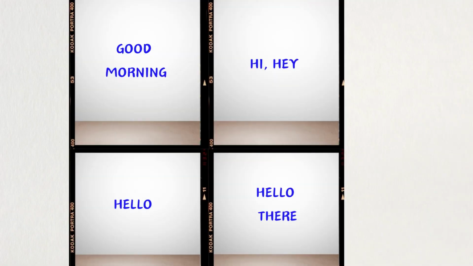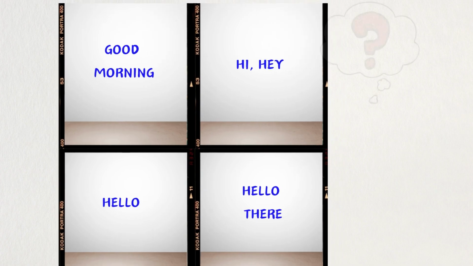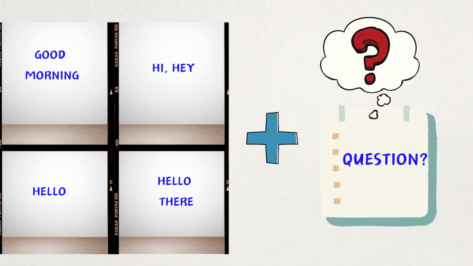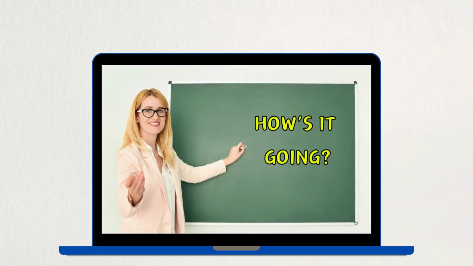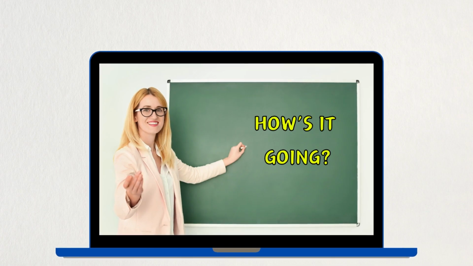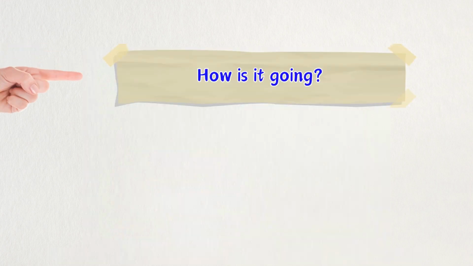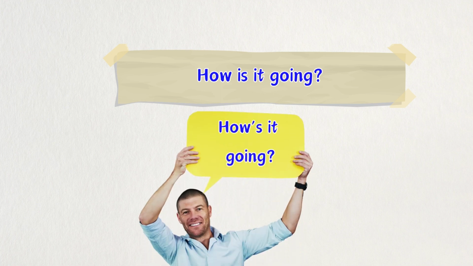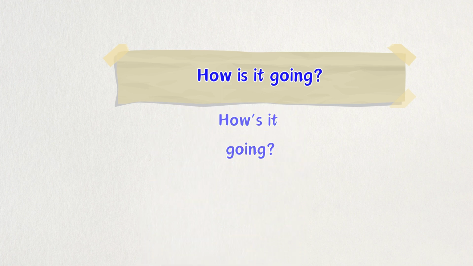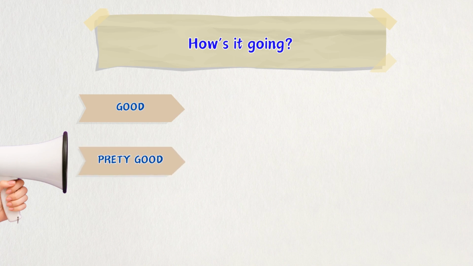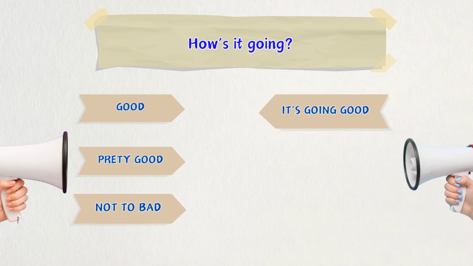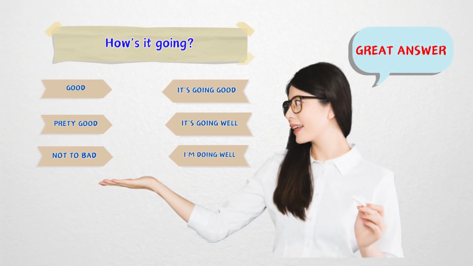We don't just stop with good morning, hello, hi, hey, or hey there. We usually add a question when we are speaking English. How's it going? One of the common questions that we'll ask is, how's it going? When we say how's it going, it is the contraction of how is it going. But we don't usually say all the words. We usually say, how's it going? And some possible answers are good, pretty good, not too bad. It's going good. It's going well, or I'm doing well. All of those would be great answers.